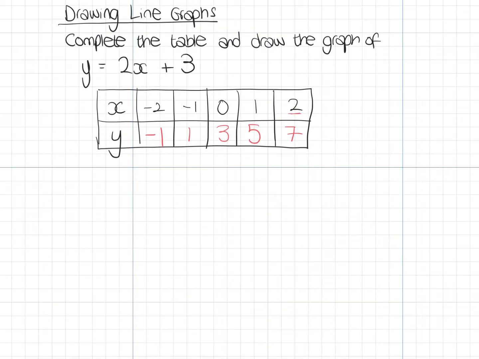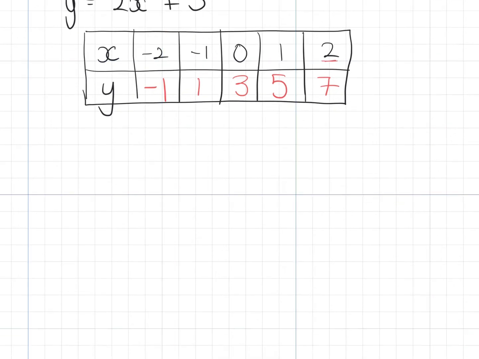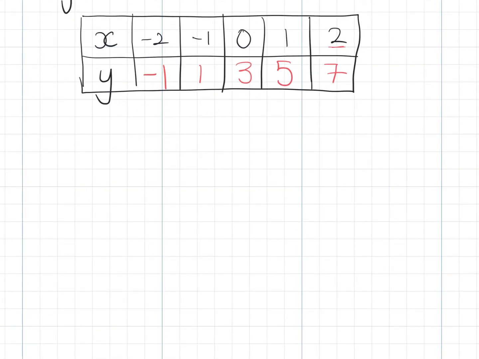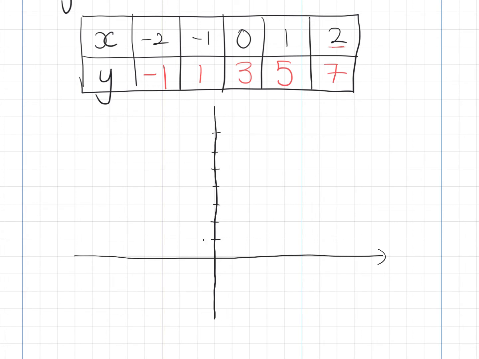And once we've got the table drawn, in a test or anything, there will always be a little grid drawn out for you in axes, but we just plot these as pairs. So minus 2, minus 1 is 1 point, minus 1, 1, 0, 3, 1, 5, 2, 7. So a quick sketch of this graph would look something like, so that's 1, 2, 3, 4, 5, 6, 7, and 1, 2, 3, 4, 5, 6, 7. And if we say that's 1, 2, minus 1, minus 2 on the x.